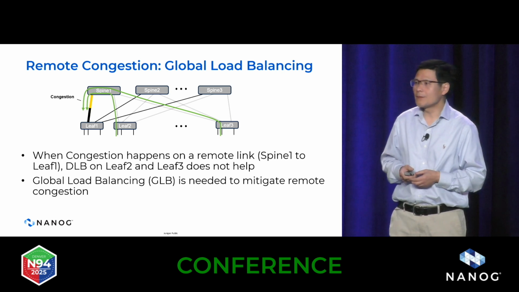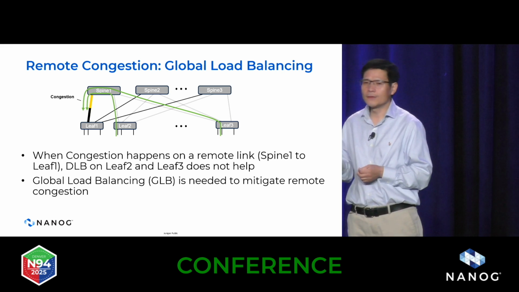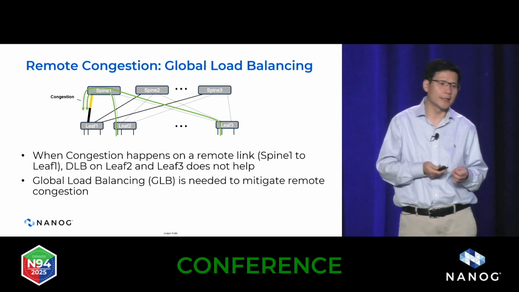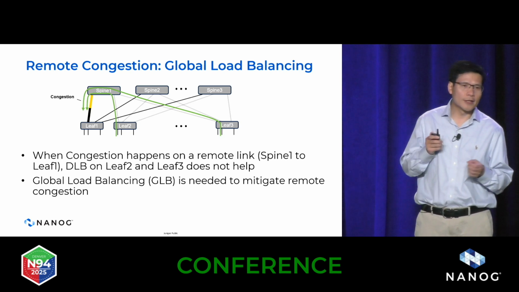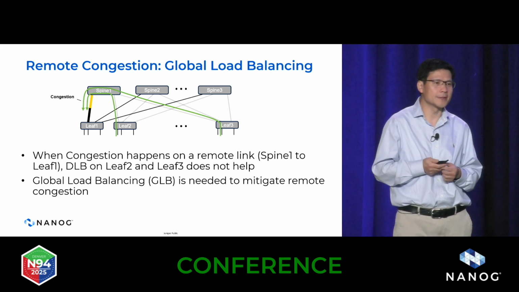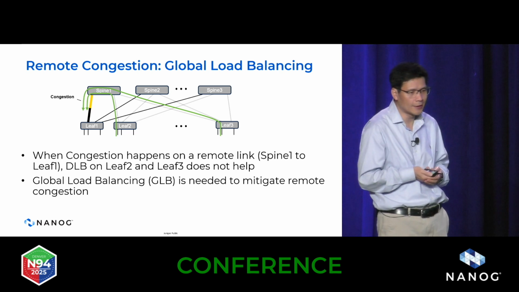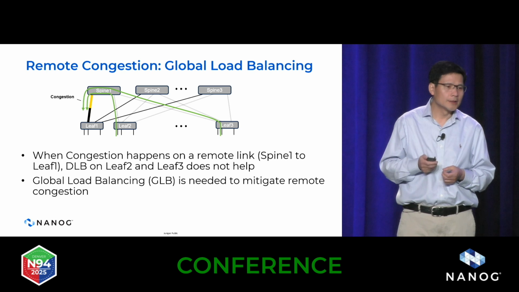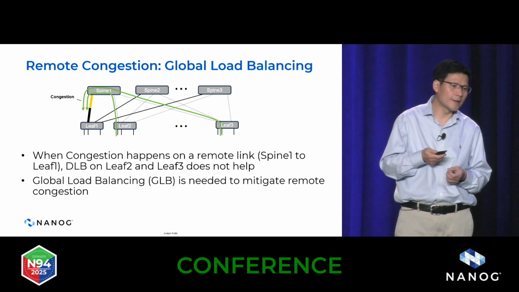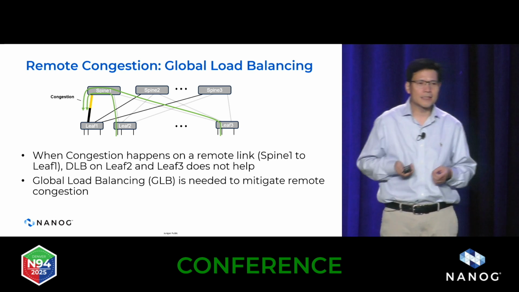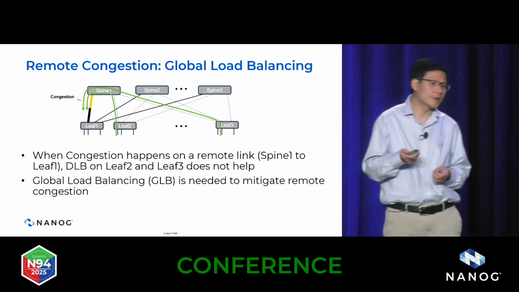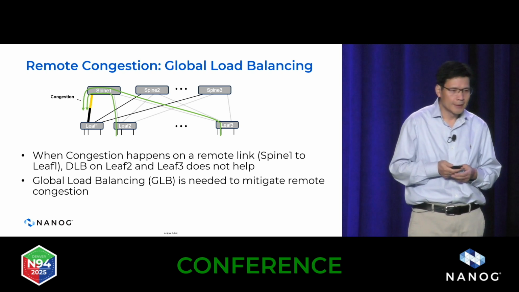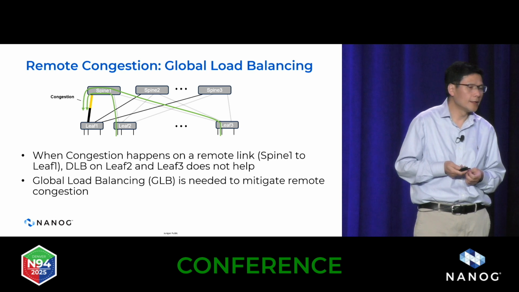So even though dynamic node balancing works great when you have congestion locally, it will not help on those remote congestions. In this diagram, let's say we have flows sending from leaf 2 and leaf 3 towards leaf 1 over spine 1. As these flows get merged on the link from spine 1 to leaf 1, they may create a congestion there.